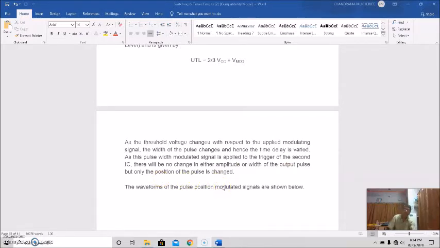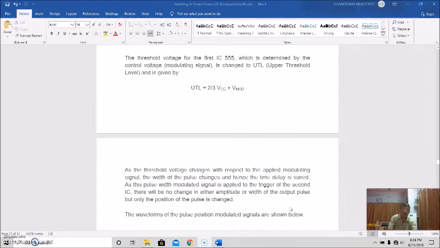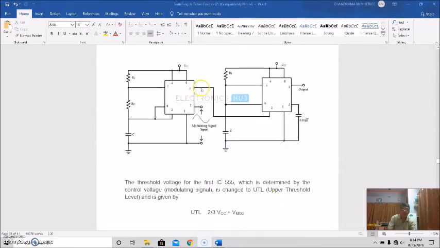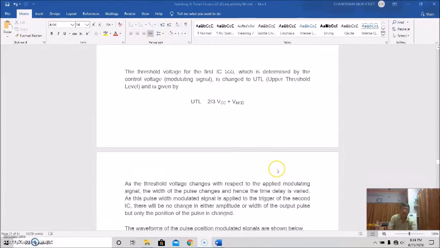As threshold voltage changes with respect to the applied modulating signal, the width of the pulse changes, and hence the time delay is varied. Now, as this pulse width modulated signal is applied to the trigger of the second IC, there will be no change in either amplitude or width of the output pulse, but only the position of the pulse is changed. So, see this one.